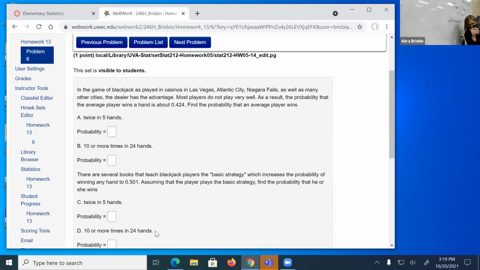For part B, we want the probability of winning 10 or more times in 24 hands. So here we can again use a binomial distribution because we still have a yes or no outcome with a known number of trials. But what calculator function do we want this time? Now we want binomial CDF because now we want the probability of a range of values.